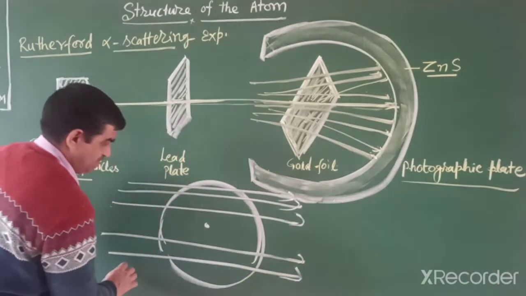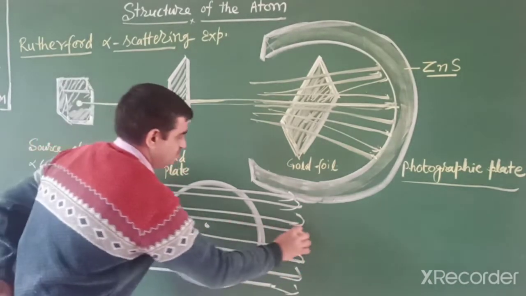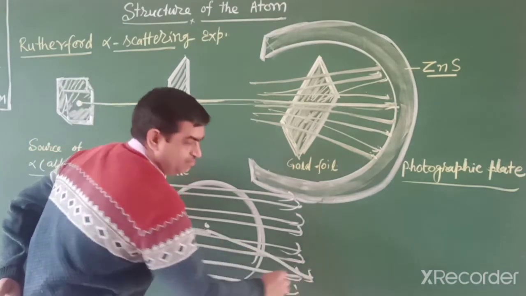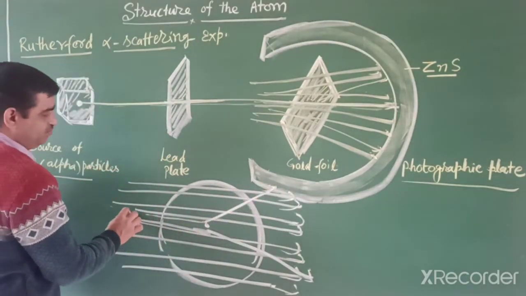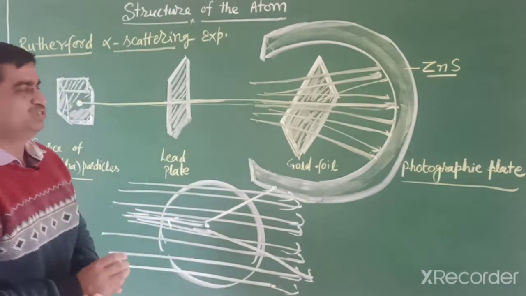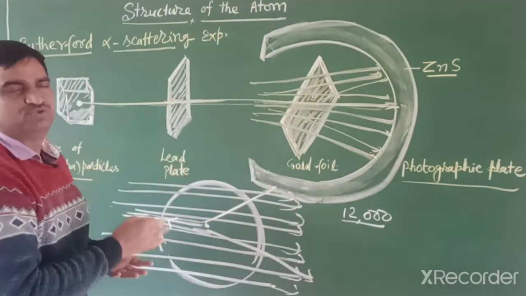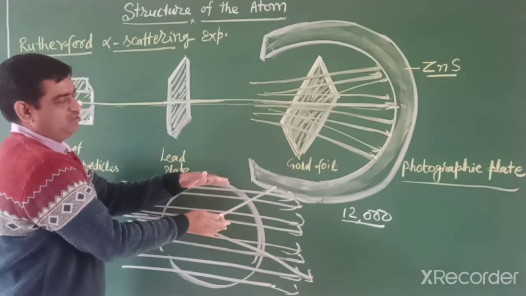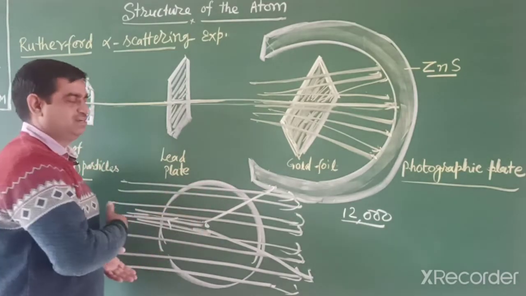They move like this, and when they come near the nucleus, there is a slight deflection at some angle. One or two particles, on a direct hit, bounce back. Out of 12,000, one particle bounces back 180 degrees, and some particles are slightly deflected. More than 90% of alpha particles show no deviation, no deflection, and pass straight through.